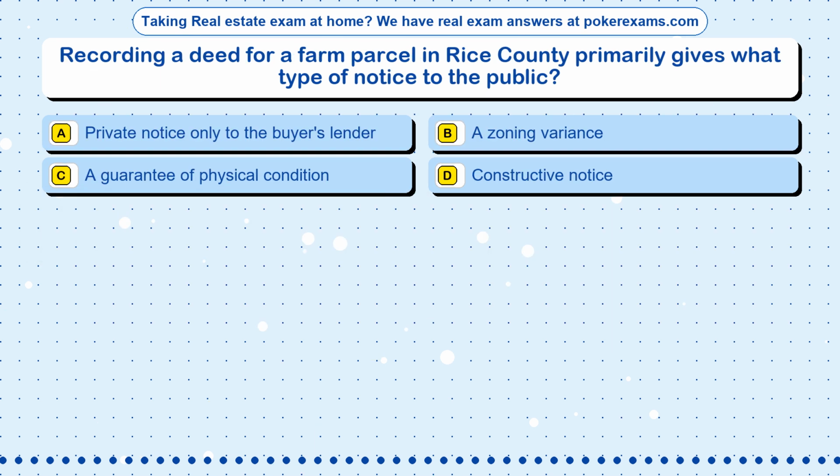Question 4. Recording a deed for a farm parcel in Rice County primarily gives what type of notice to the public? Option A. Private notice only to the buyer's lender. Option B. A zoning variance. Option C. A guarantee of physical condition. Option D. Constructive notice.